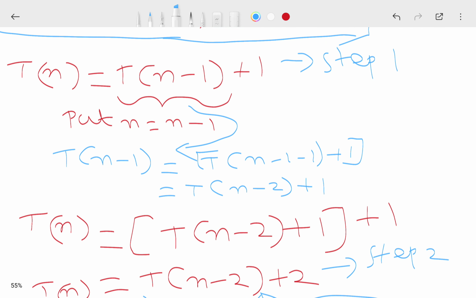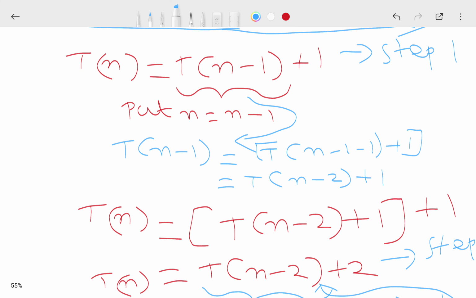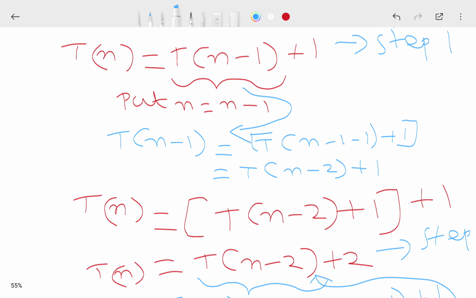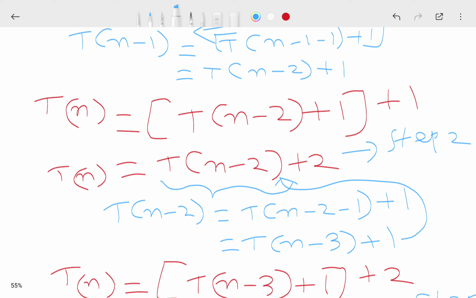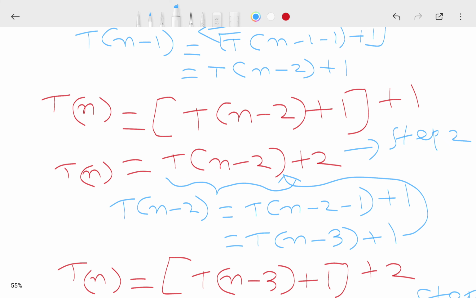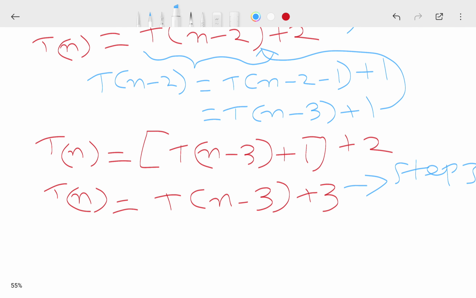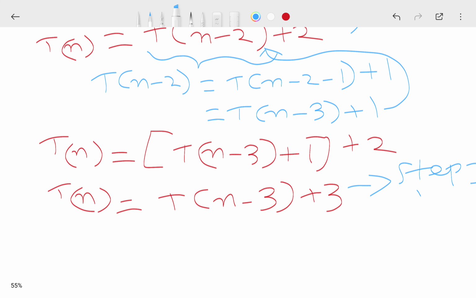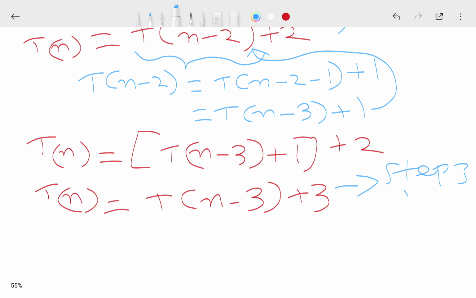In step 1, T(n) equals T(n-1) + 1. In step 2, T(n) equals T(n-2) + 2. In step 3, T(n) equals T(n-3) + 3. So we need to stop this substitution at one particular time. So just we take after step k.